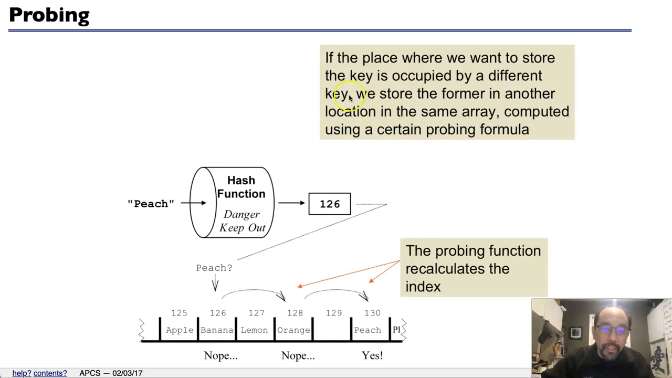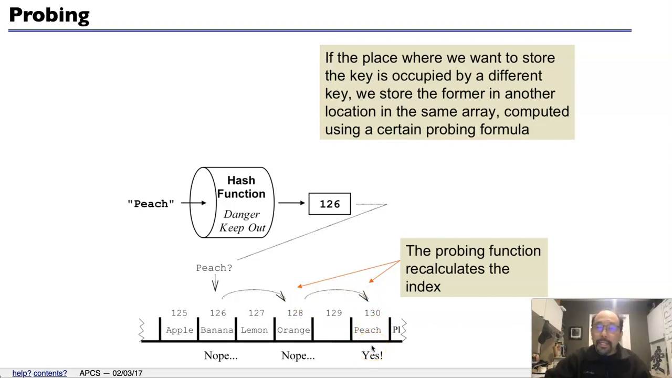Probing is the idea of this. Suppose I have some key that I'm looking up. My hash function generates the value 126. So I go to 126 and I say, is peach in that array entry index value? No, it's not. So then I will create a probing function that recalculates the index. In this case, we're going to do a +2 function, a very simple probing function. So 126 plus 2, is it peach? No, it's not. Add another 2. Yes, we found it. So it's right there.